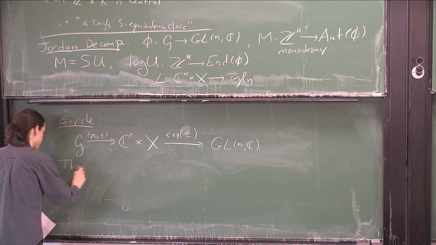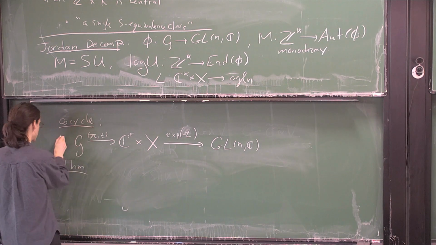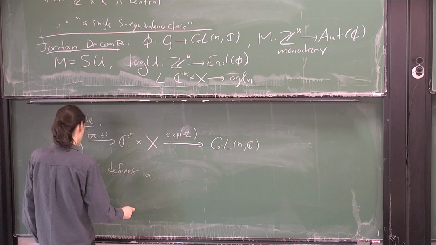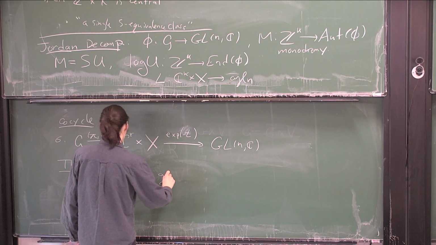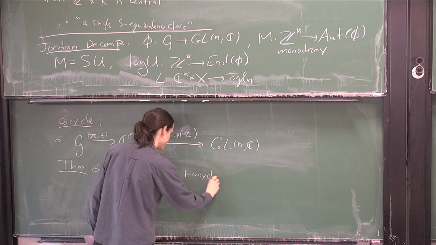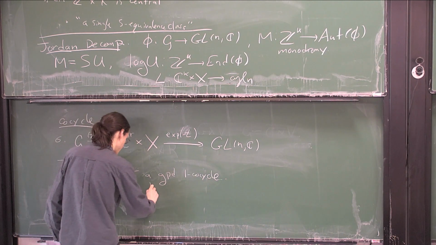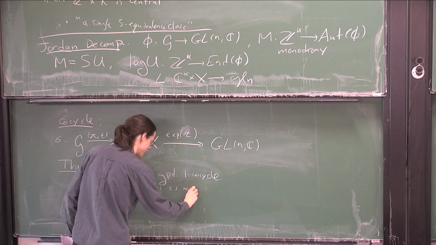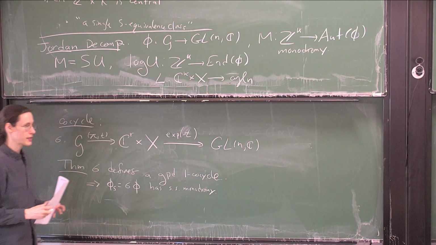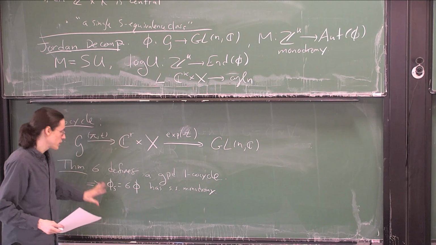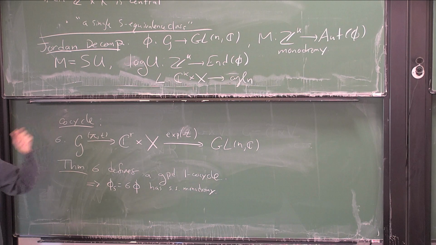And then the theorem is that this composition sigma defines a groupoid 1-cocycle, and so phi sub s, which is sigma phi, has a semi-simple monodromy. So the same result holds, and then you can do the same thing as for the C action groupoid, where you can try to now linearize a portion of the representation to obtain a normal form.